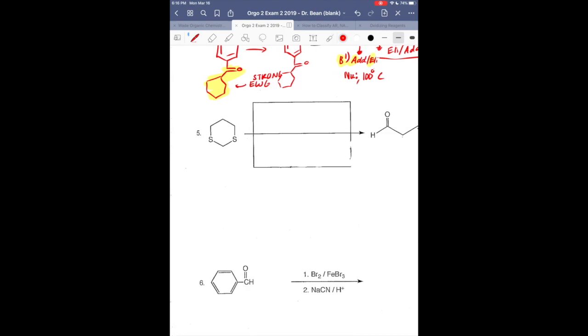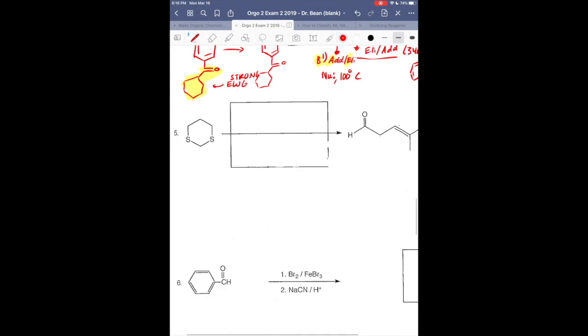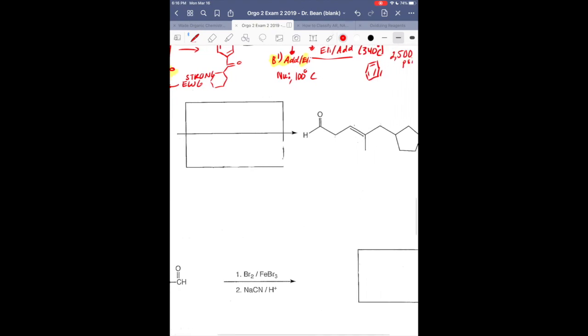Now let's move forward to 5. And right here, we have this weird looking molecule. This dithiane, which she hasn't talked about yet, but we're going to have to talk about it now. And this is an interesting way to add carbon-carbon bonds as well as make aldehydes or ketones, depending on what you prefer to make.